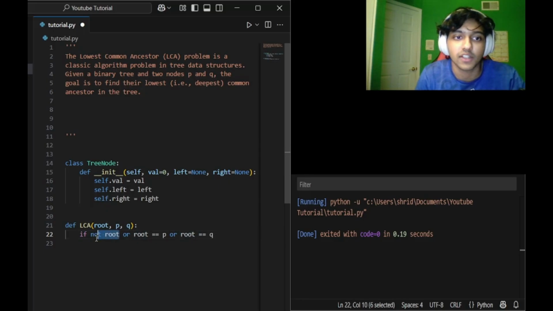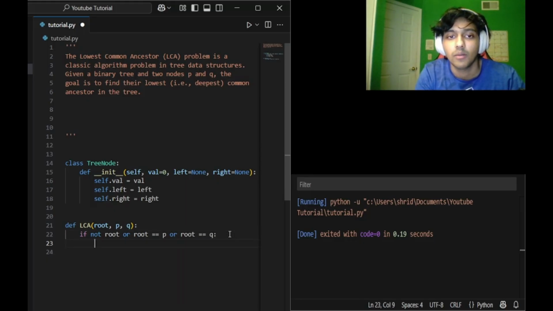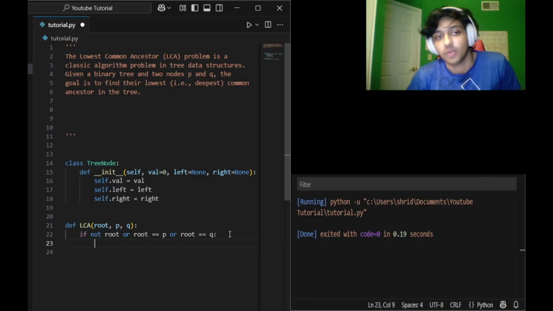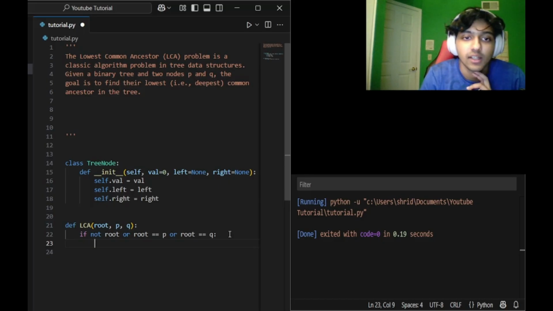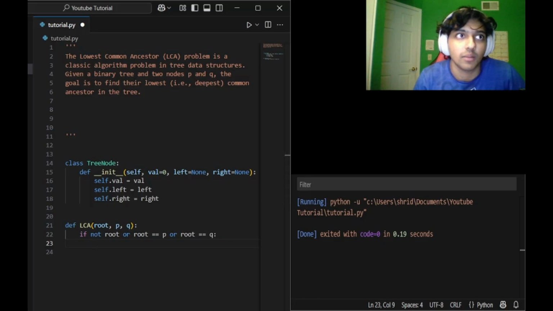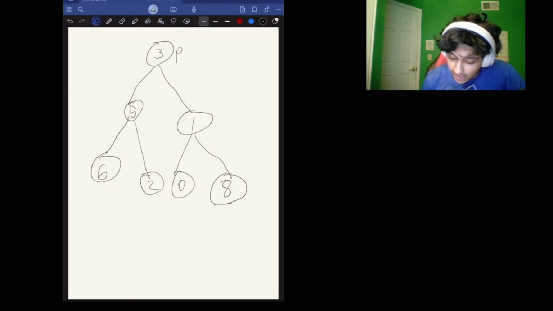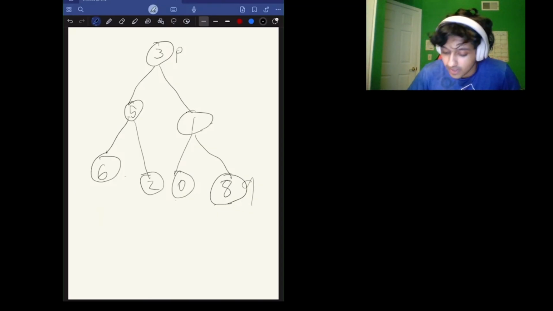So ignoring the first situation, if not root, then it would just be returning none anyways, right? But that does appear in some situations, right? However, here P and Q, as we mentioned in the problem, like for example, if 3 was P and one of the other Q was somewhere else or here and there, we don't even need to know where Q is. If we see that P is this value, we automatically know that this is the lowest common ancestor.